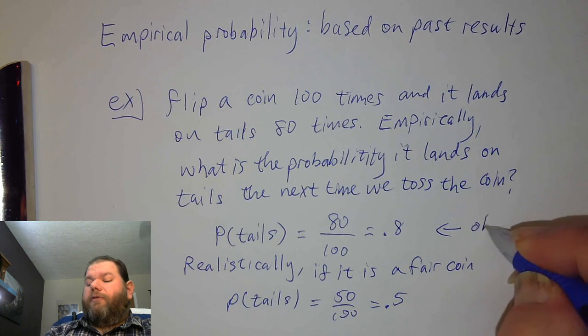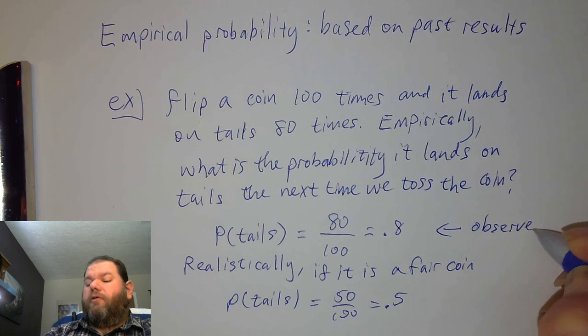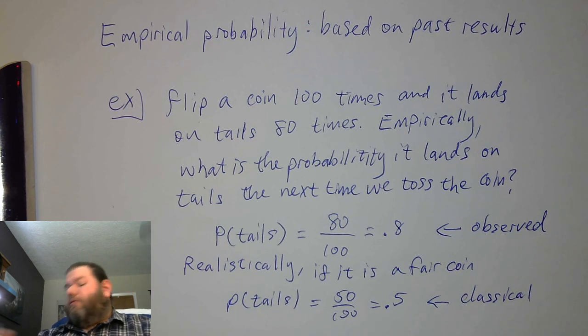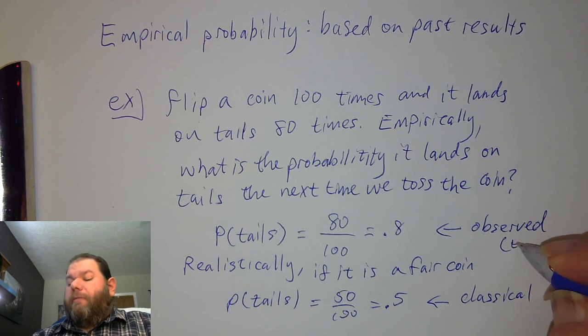So this is observed, and this is the classical probability. And observed is the same thing as empirical.